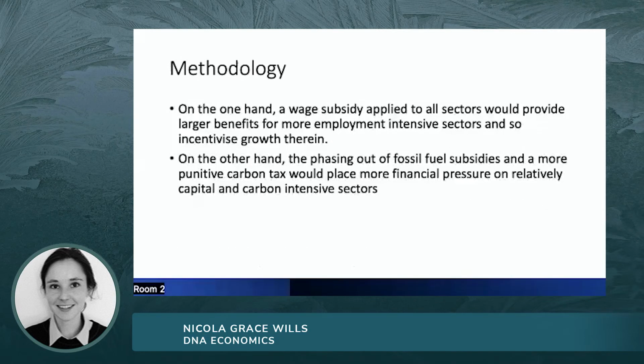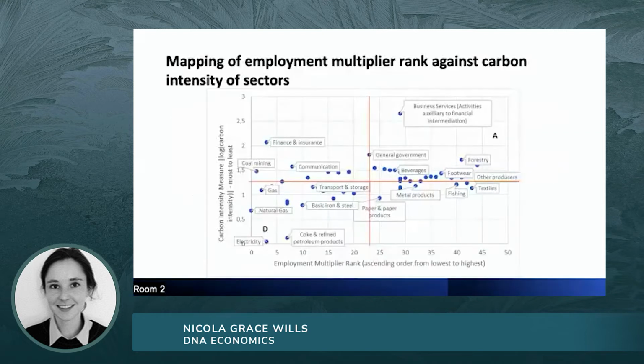Next slide, please. So looking at the wage subsidy, you would be incentivizing those high employment intensity companies to grow faster. On the other hand, the phasing out of fossil fuel subsidies and the carbon tax would be more punitive and would disincentivize companies that are huge emitters from growing, or actually incentivize them to lower their carbon emissions. Next slide, please. So this is what the mapping looked like.